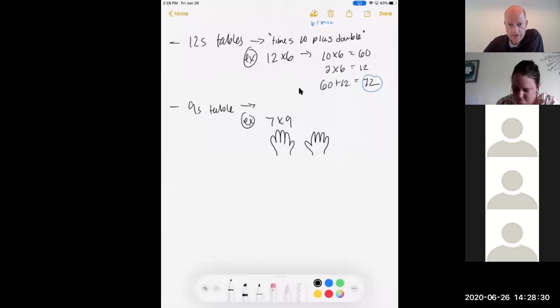All right, so with the hands trick, hands or fingers, you're going to count over 7 times 9. So you count over 7 fingers and then put that one down. Okay, so we have 1, 2, 3, 4, 5, 6, 7. That finger goes down.